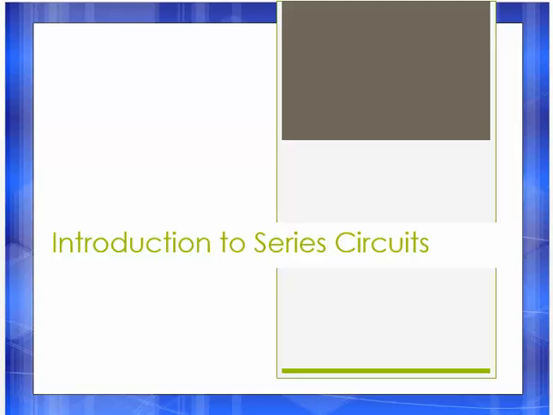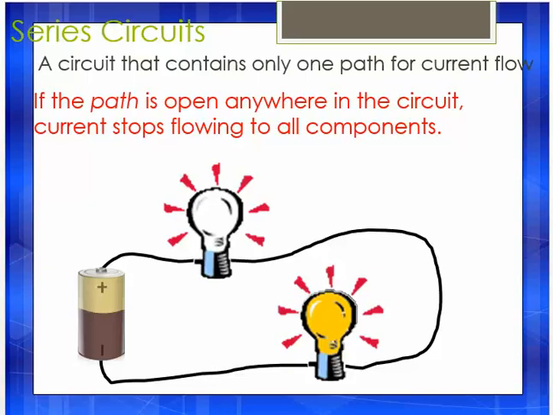Today we're going to be talking about an introduction to series circuits. A series circuit is a circuit that contains only one path for the current to flow. If the path is open anywhere in the circuit, current stops flowing to all the components.